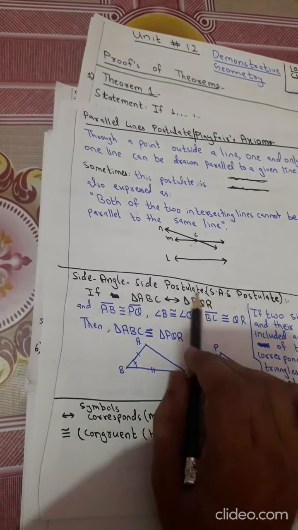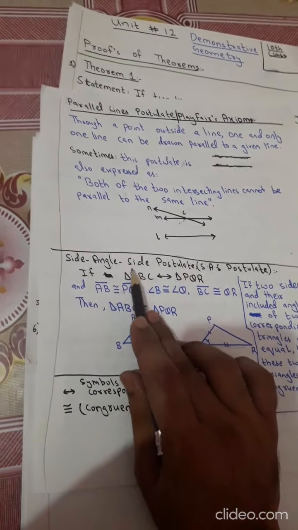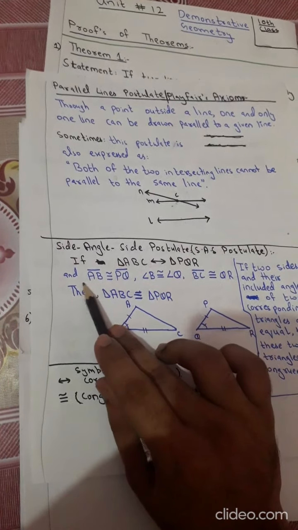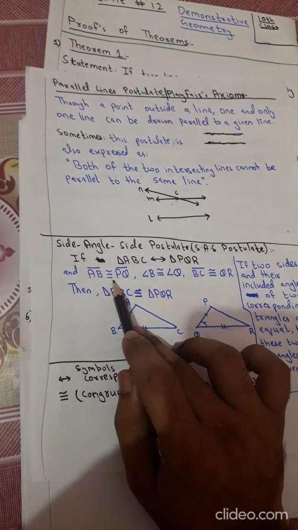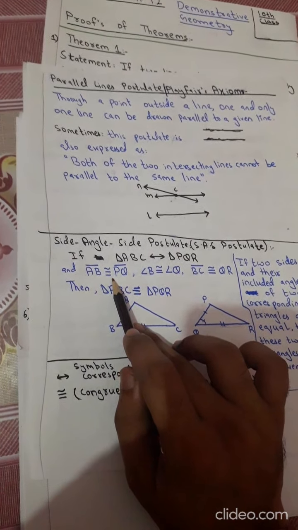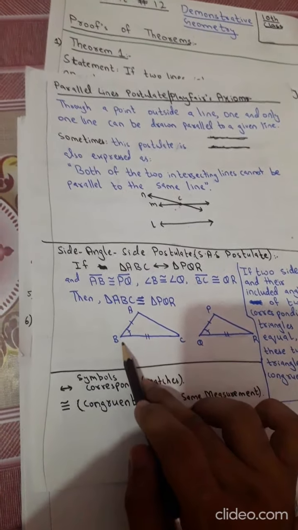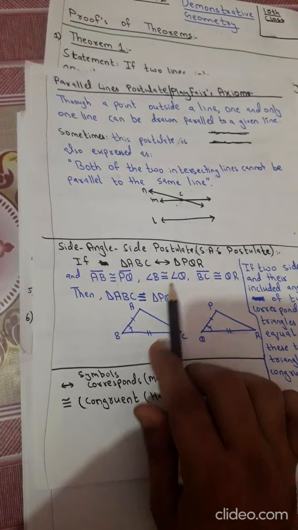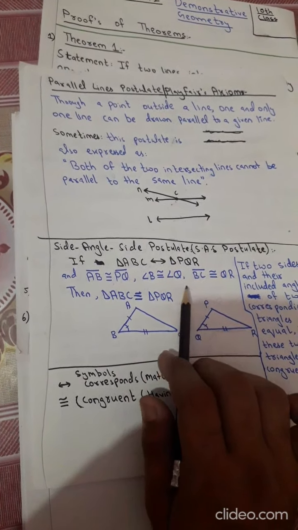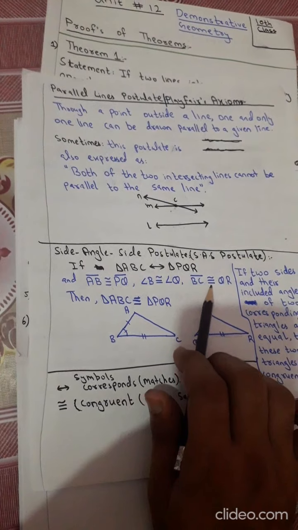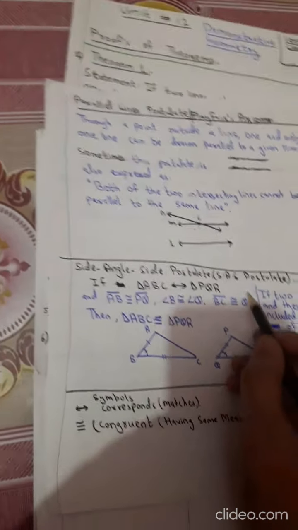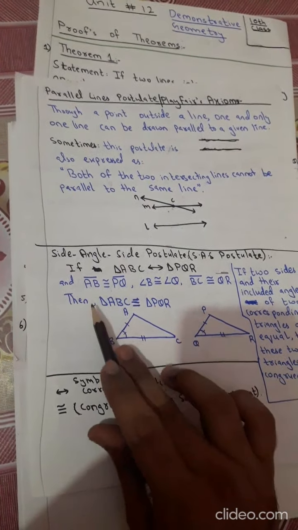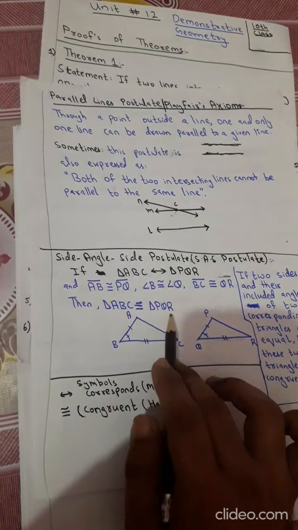Side angle side postulate. It is very important regarding the proofs of theorems. In triangle ABC corresponding to triangle PQR, if side AB is congruent to side PQ, angle B is congruent to angle Q, and side BC is congruent to side QR, then triangle ABC is congruent to triangle PQR.